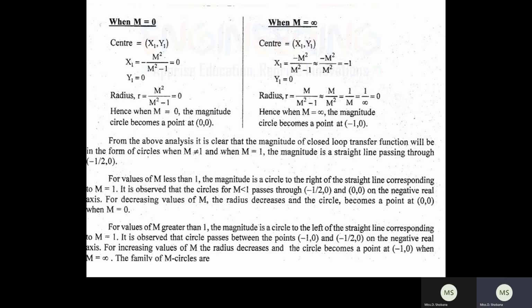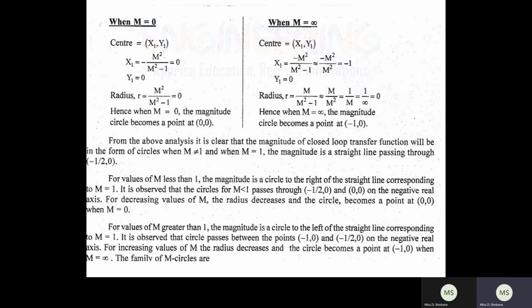When m is equal to 1, a straight line is passing through the axis at minus 1 by 2 comma 0, or minus 0.5 comma 0. The y-axis value is 0, so at that point, the straight line is passing through.